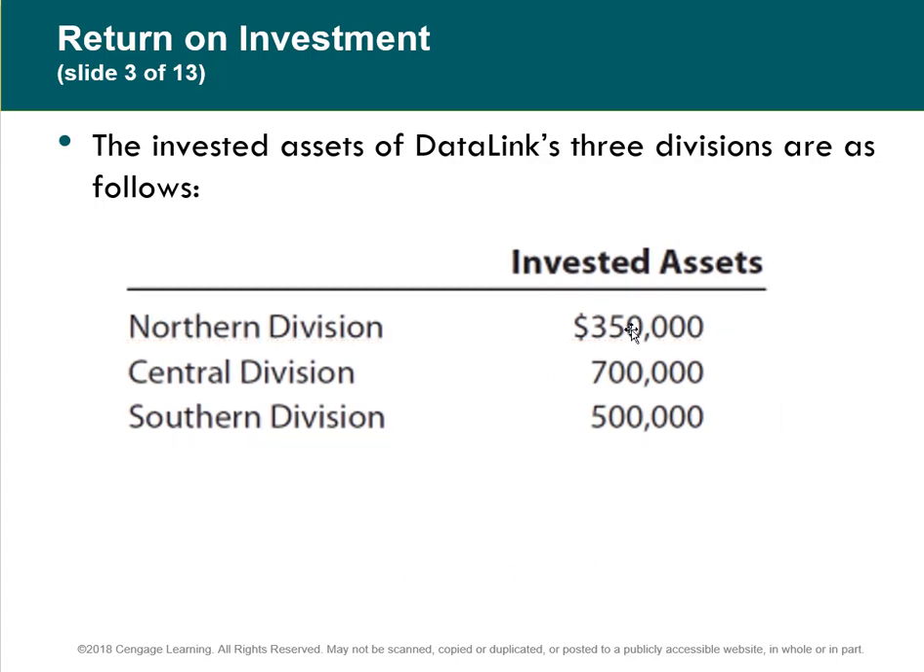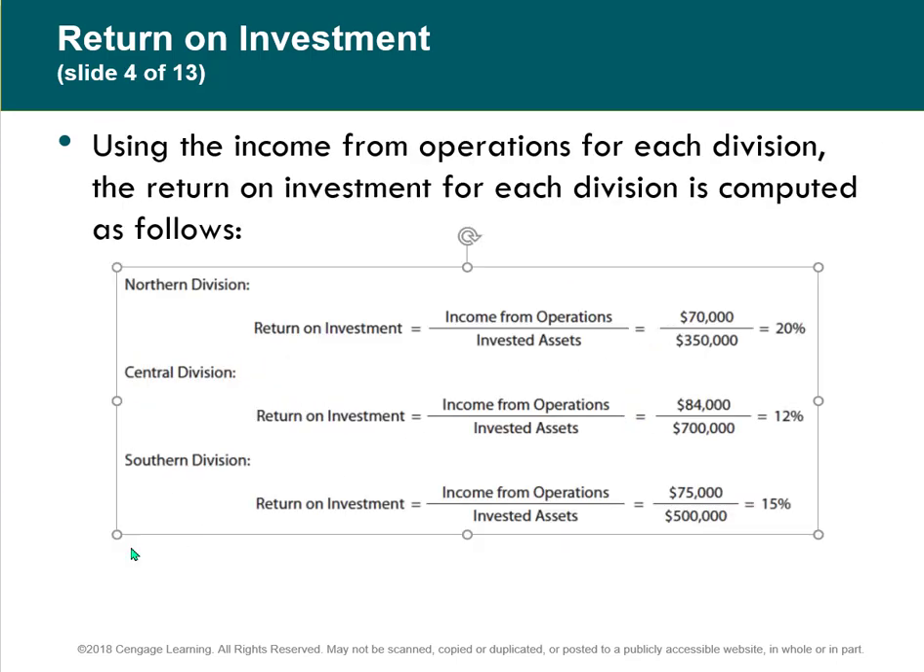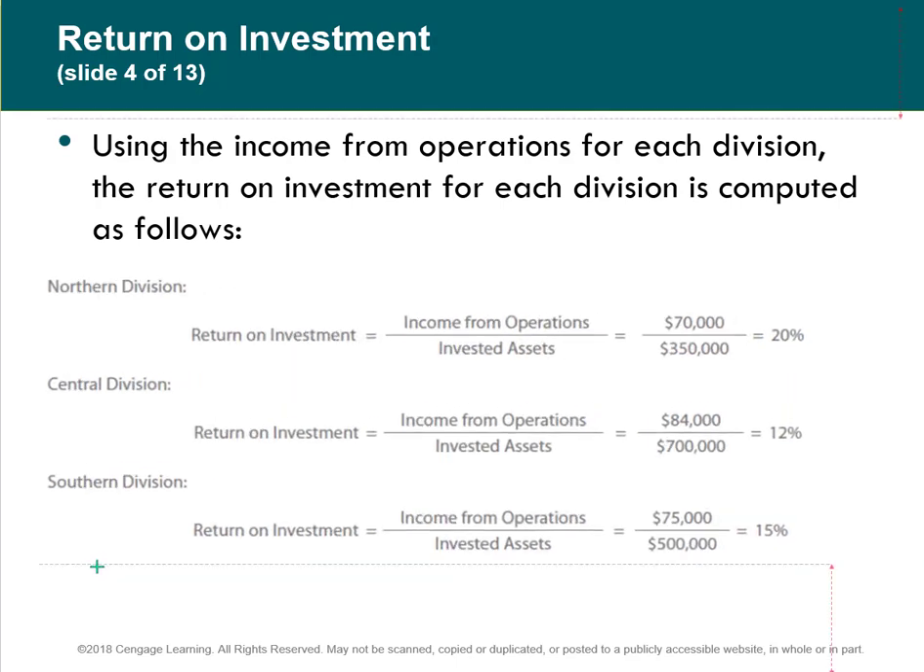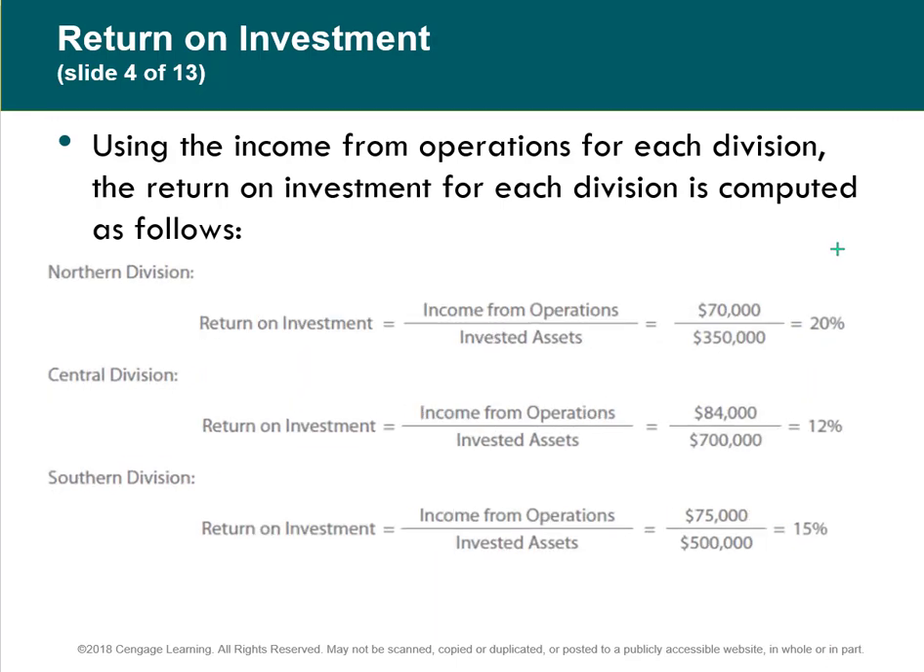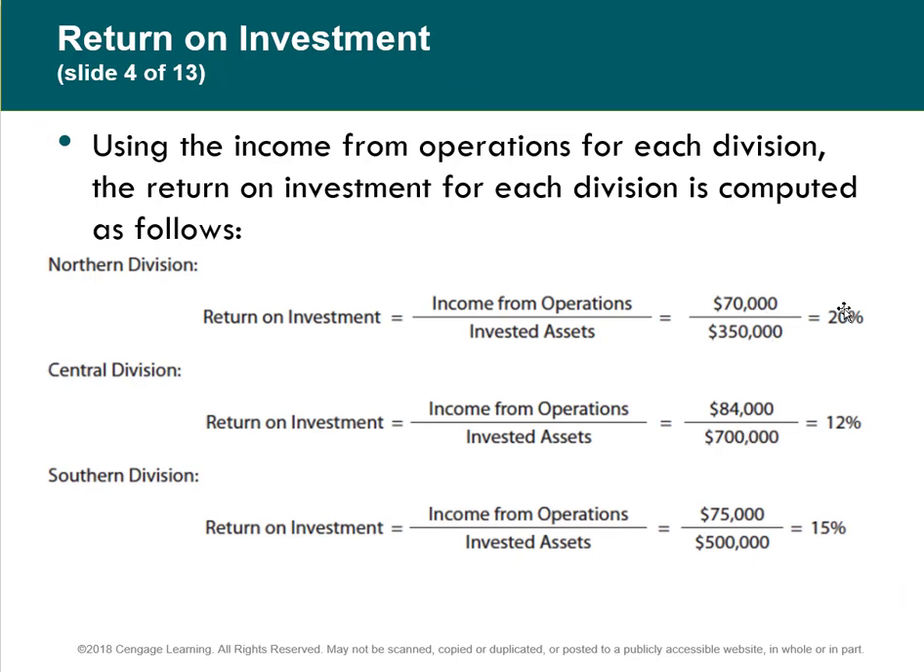So we've got Northern 350, Central 700, and Southern Division was 500,000 in assets. Now here's our return on investment. It tells a whole other story. The Northern Division has 70,000 in income, divided by 350,000 in assets, a 20% return.